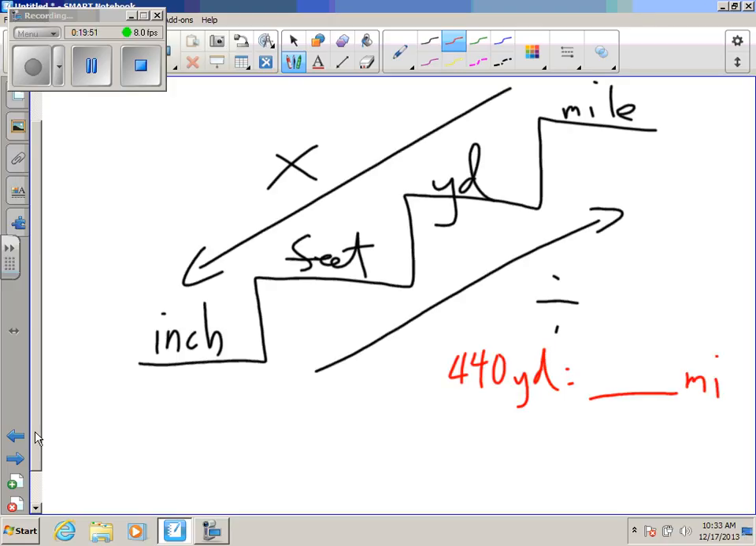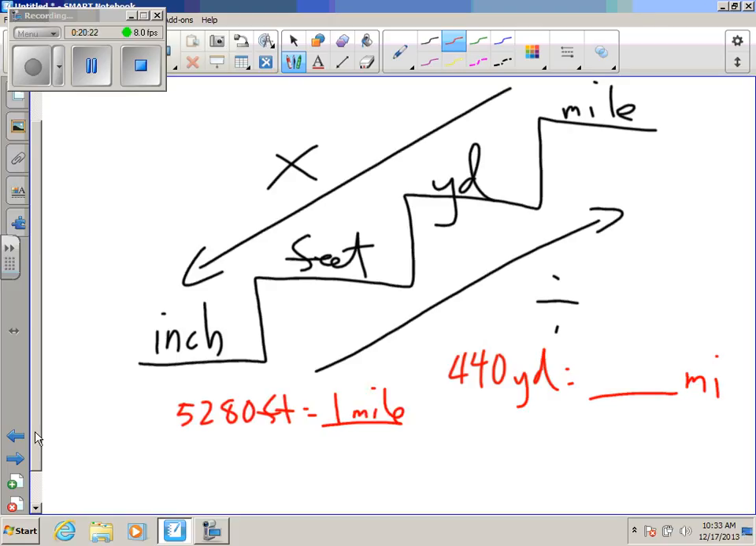We start with what we know, which happens to be yards. We go up the staircase, which means we're going to divide. How many yards, then, would be in a mile? Do they give us that information? How do we find it out? Do I know how many feet are in a mile? Right?